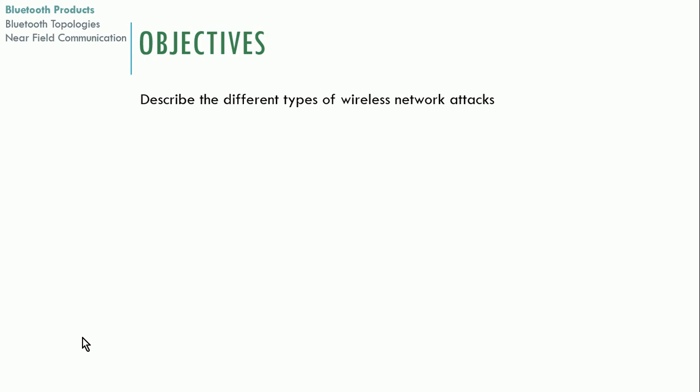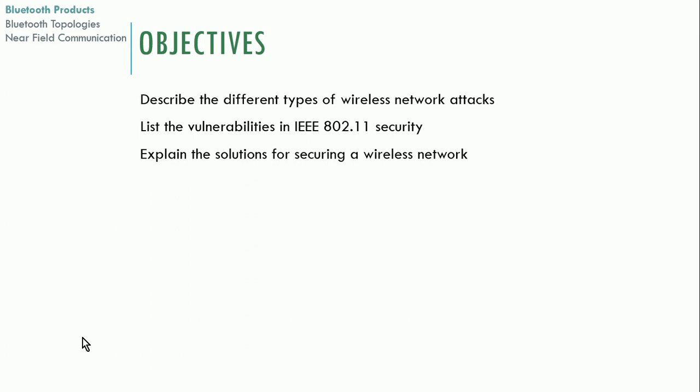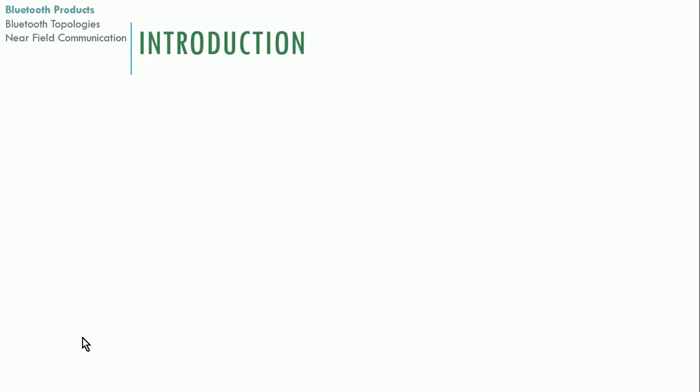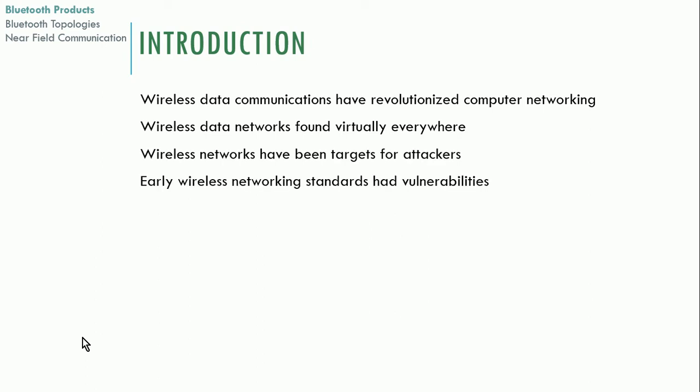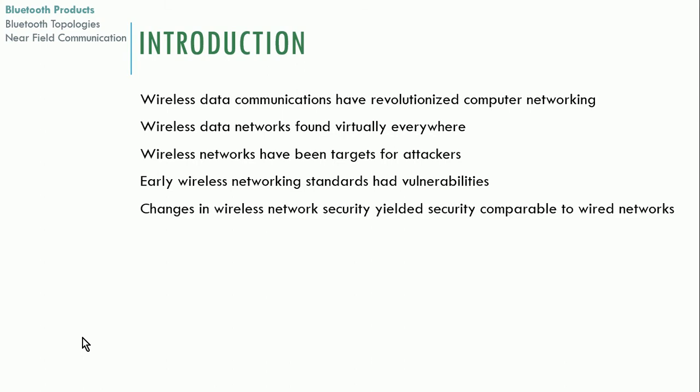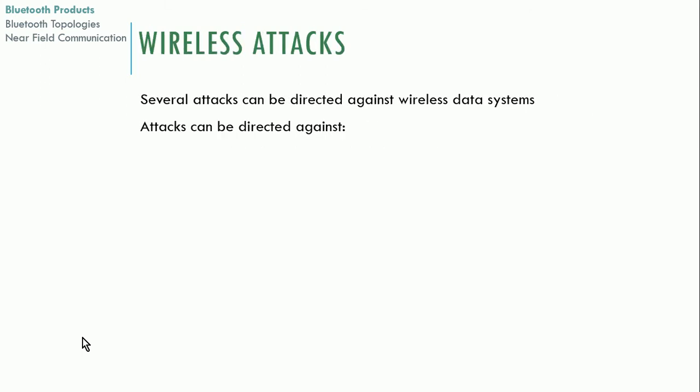So first, let's go through these objectives. We're going to be able to describe the different types of wireless network attacks, vulnerabilities in security for wireless, and explain solutions for securing wireless networks. We're going to talk about wireless data communications and how they've revolutionized computer networking, how wireless data networks are found virtually everywhere, and how wireless networks are targets for attackers and why attackers target them. And then early wireless networking standards that had vulnerabilities. We'll talk about some of those, and some of the newer standards that fix those vulnerabilities and why we should be using those newer standards.